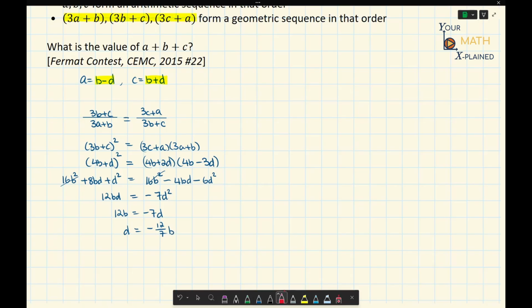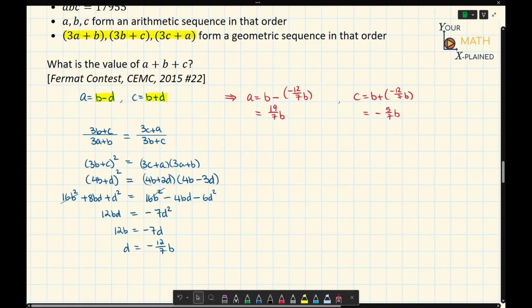So now we can go ahead and express a and c in terms of b only. So we get a is equal to b minus d, and d is negative 12 over 7b, which means a is equal to 19 over 7b. And then we have c is equal to b plus negative 12 over 7b. So therefore, c is equal to negative 5 over 7 times b.